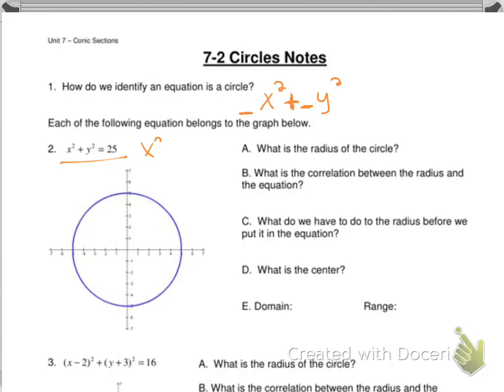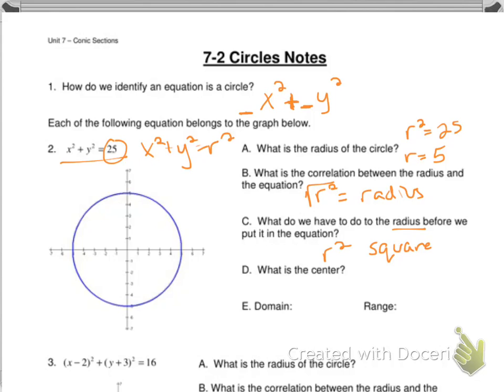The equation is x squared plus y squared equals r squared. So if r squared is 25, then what would the radius be? 5. So what is the correlation between the radius and the equation? r squared, you have to take the square root of that and you get the radius. So that number at the end, you take the square root. What do you have to do to the radius before we put it in the equation? If you have the radius before you put it in this equation, you have to square it.